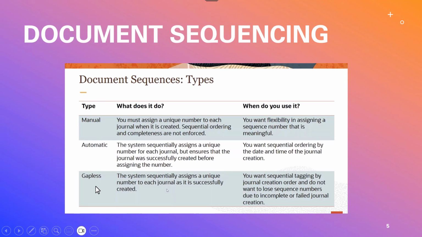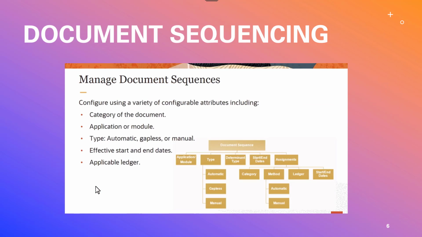We also have gapless. Gapless sequencing is similar to automatic sequencing. It automatically generates a unique number for each document, but only does it when the document has been successfully generated. So there is just a slight difference between those two, but it basically means that you don't lose sequential numbers due to incomplete or failed document creation. So those are the different types of document sequences.